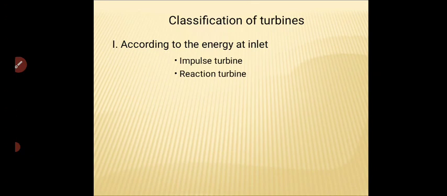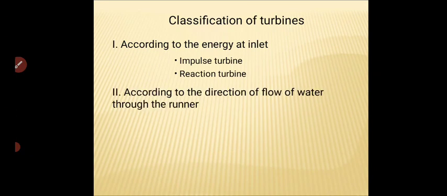Examples of impulse turbine are the Pelton wheel and Turgo wheel. And in a reaction turbine, the energy is in the form of both kinetic and pressure energies. Examples are tubular, bulb, propeller and Francis turbines. And the second classification of turbines is according to the direction of flow of water through the runner. There are four types: tangential flow, radial flow, axial flow and mixed flow.